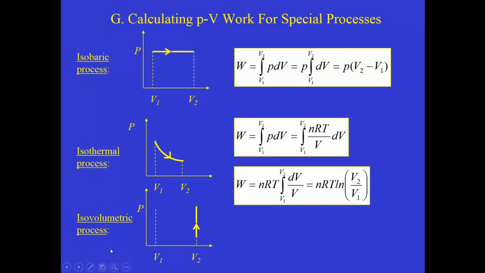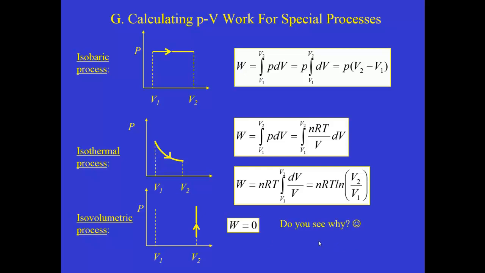And lastly, what about an isovolumetric process? Here's a process where the system goes from a lower to a higher pressure, but remains at a constant volume in so doing. And you should be able to see, without too much difficulty, starting from the definition of work as the integral of pdV, that the work done in an isovolumetric process is zero. All right, hopefully you can see why that is.